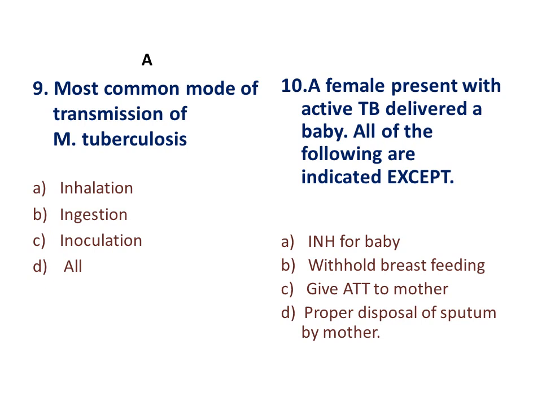B, withhold breastfeeding. See, this bacterium will never be secreted in the breast milk, so we can allow the mother to go for breastfeeding. And C is give ATT to the mother. Since the mother is suffering with active tuberculosis, we have to give anti-tubercular treatment for a minimum of 18 months. First 6 months intensive, and the next 6 to 12 months a different course as prescribed by the chest physician. And D, proper disposal of sputum by the mother. Always give instructions to the mother to dispose of the sputum properly, because it's a highly infectious material. So the answer is B, withhold breastfeeding is the wrong answer.